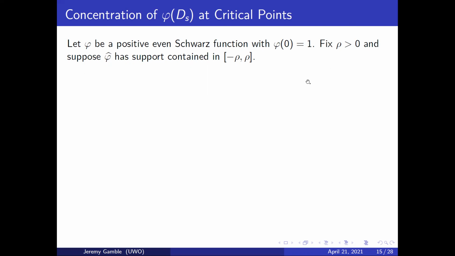And then we have to fix a positive number. This positive number is going to be the size of the neighborhood around each critical point of our Morse function. Then we take a really tiny neighborhood around these critical points and show that the contribution to the trace of phi of D_s is given by essentially what's exactly at the critical values, which will turn out to be those numbers we want in the Morse inequalities. So that's why we're doing all of this.